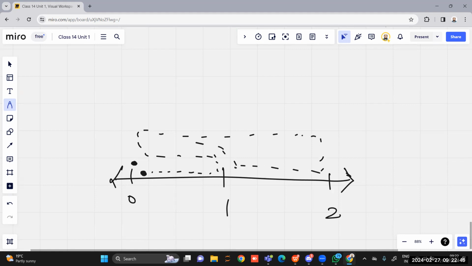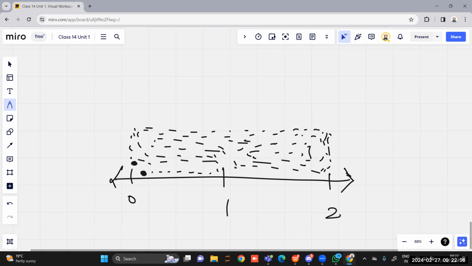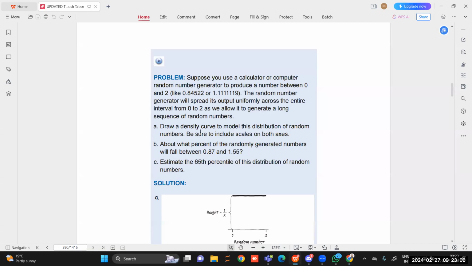Okay, he has told that the points generated are equally likely, meaning it is a uniform distribution. Uniform distribution means every point will generate the same number of outputs that we are using. So the data will be something like this. The random number generator will spread its output uniformly, equally for every interval across the interval from 0 to 1.